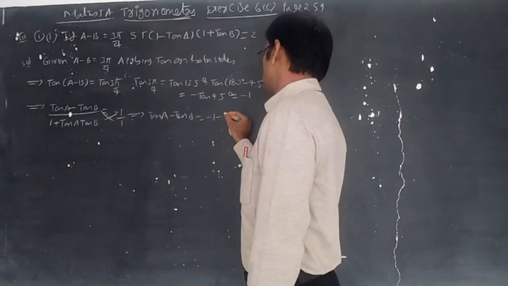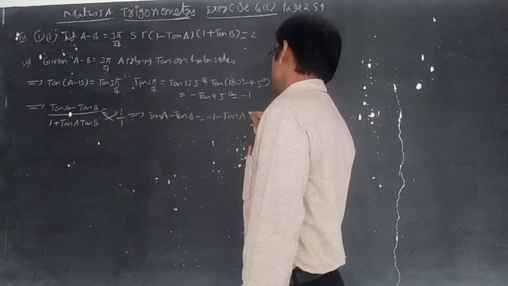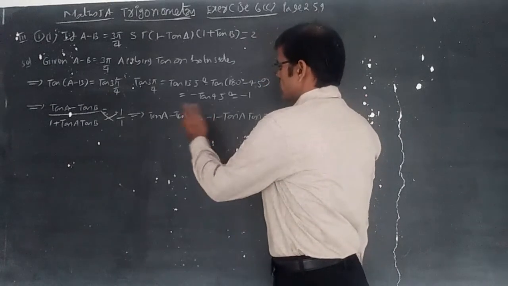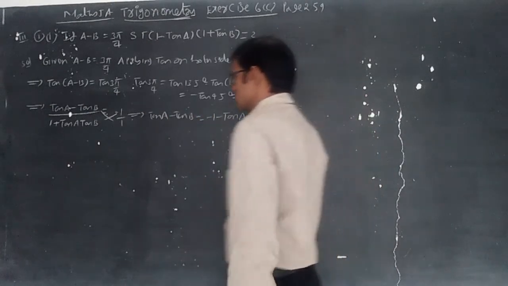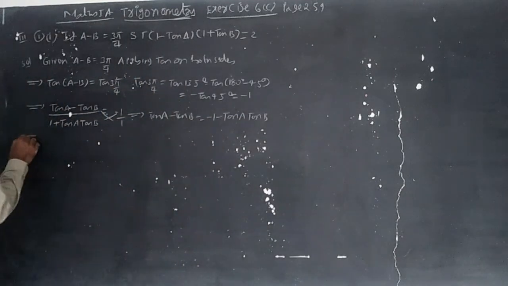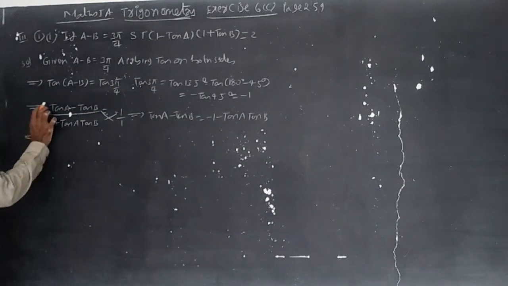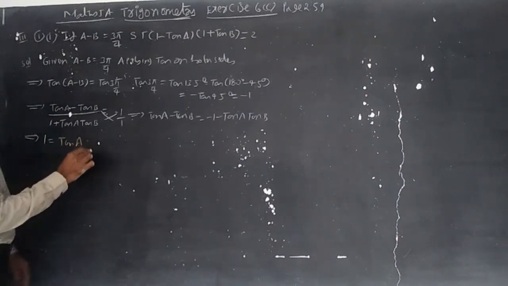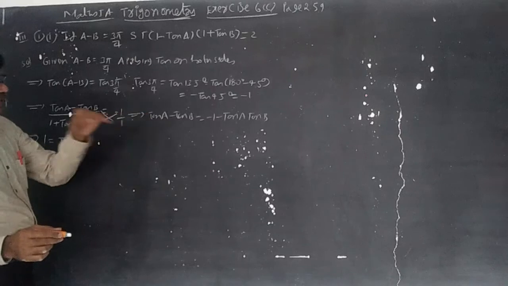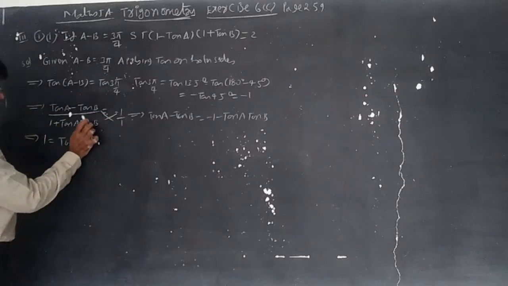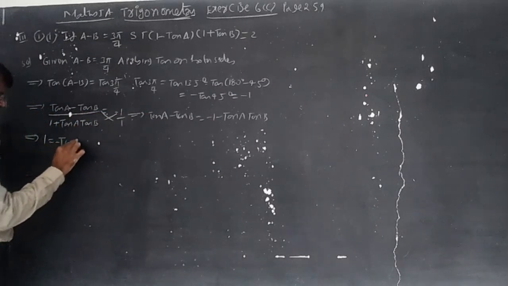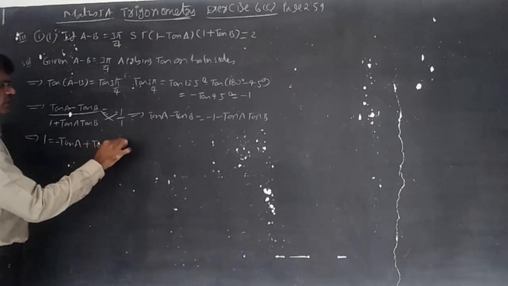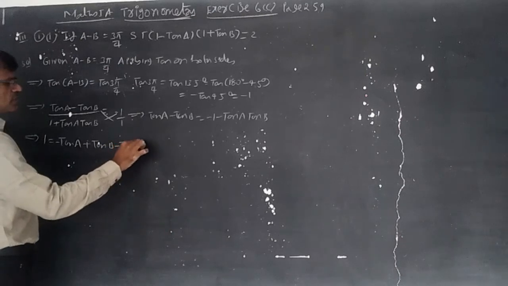So minus 1 minus tan a tan b. This minus 1 is taken to this side and these terms are taken to this side. Minus 1 taken to the left side becomes only 1. So 1 is equal to, write like this, minus tan a plus tan b minus tan a tan b.